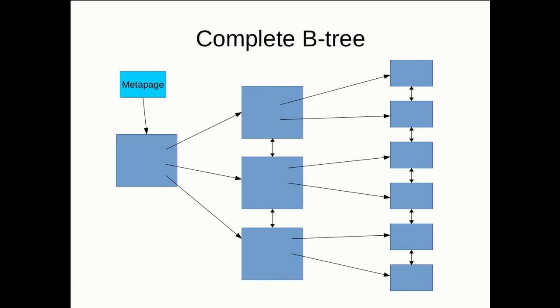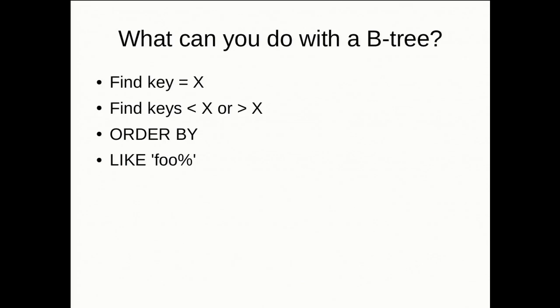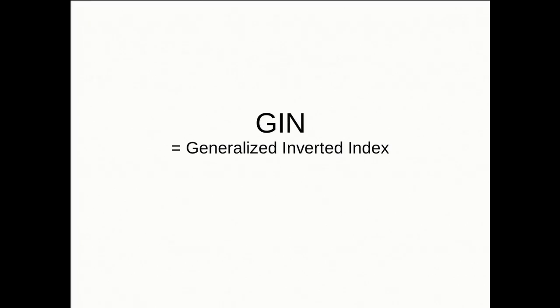So the complete B-tree looks like this. Isn't it beautiful? There's the meta page at a fixed location, and it points to the root, and then you have a tree structure. You can do a lot of interesting stuff with this. Typically, you can find where something equals something. That's what an index is good for. With a B-tree, you can also do scans with greater than or less than. You can do order by, such as select star from table order by something, and use an index for that, so you don't need to sort. We also support, in some cases, converting a LIKE query so that we find everything that begins with foo in the index. So cool. That's what the B-tree is.